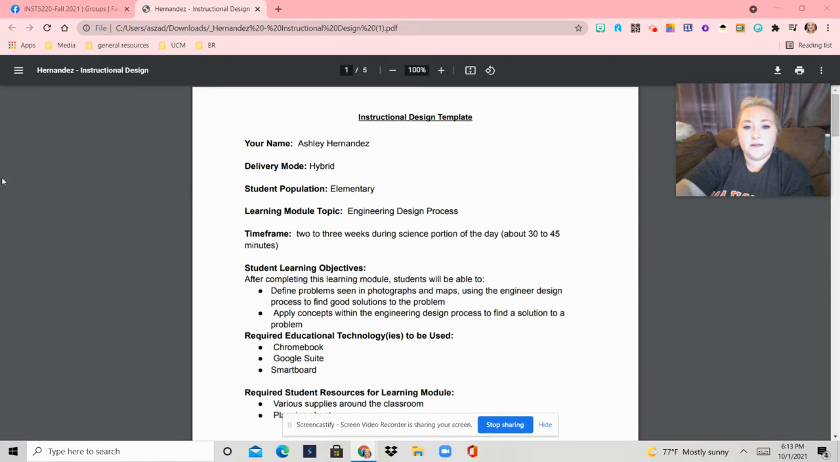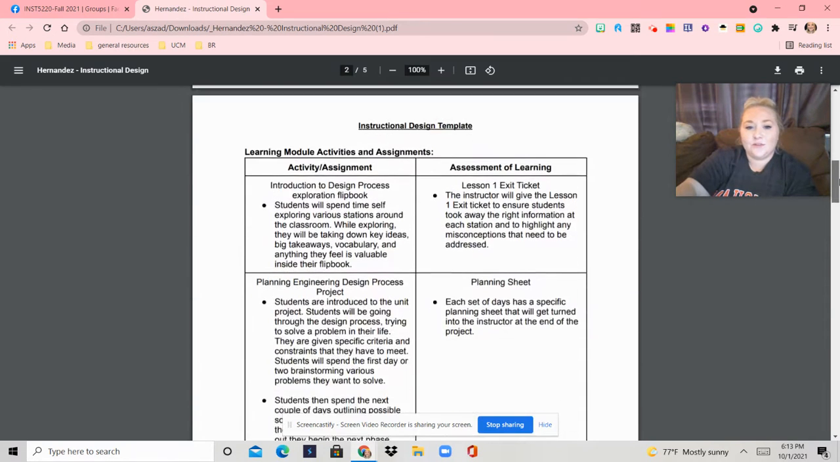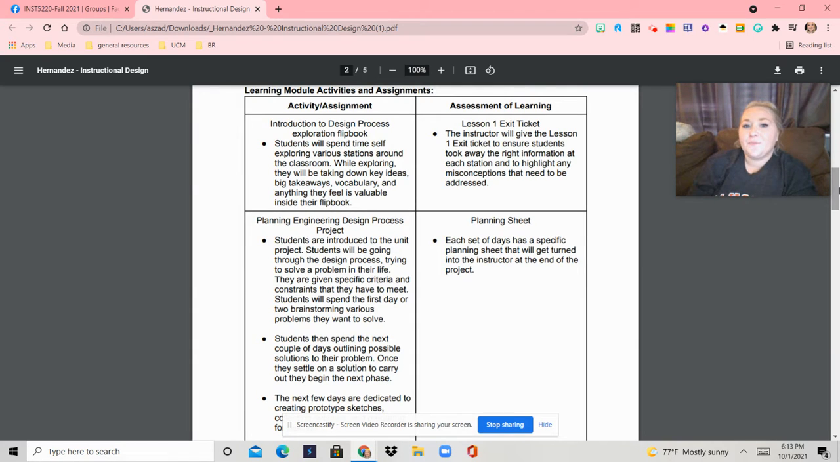This is my learning module topic and lesson plan. It's geared towards 5th grade at the elementary level. It covers the engineering design process. It lasts about 2 to 3 weeks, depending on the time frame that you're given in the classroom. I'll let you read my learning objectives and technologies that are going to be used, and I'll scroll to the more important in-depth stuff.